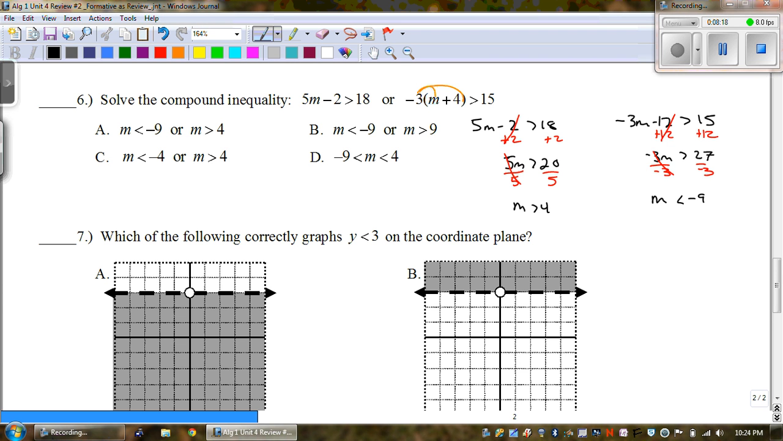Now, the very last thing is we have to put these two together, and they need to be in numerical order. So the -9 is first, so m is less than -9, or m is greater than 4. So m is less than -9, or m is greater than 4 is A.